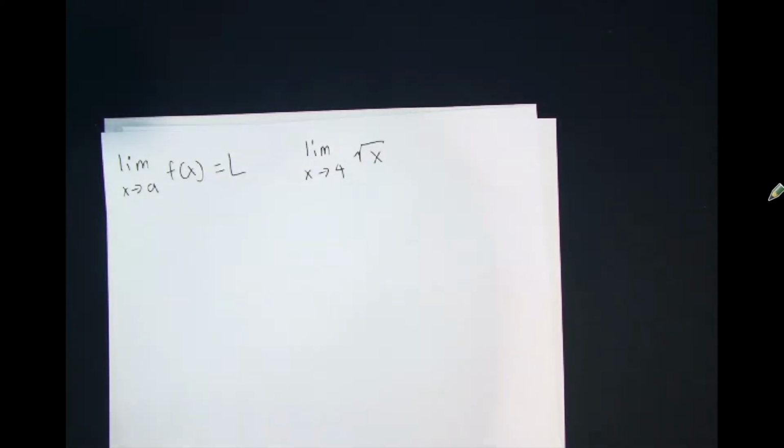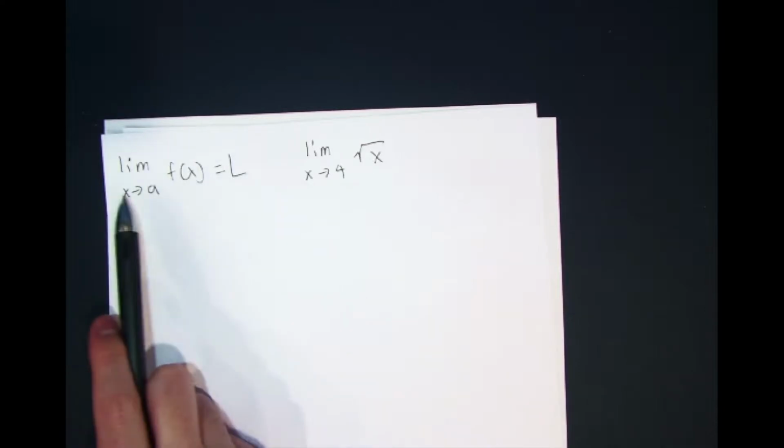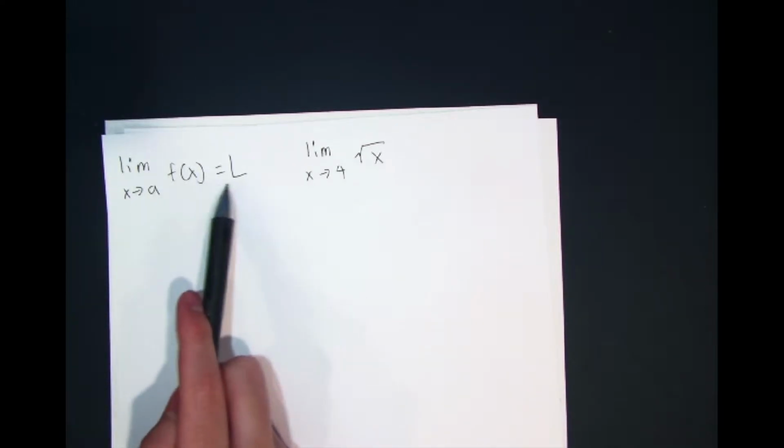Hello, so today we'll be learning limits. The first thing to know about limits is limit notation. The general notation is going to be limit as x approaches a of f of x is equal to L. And this is best understood through an example.